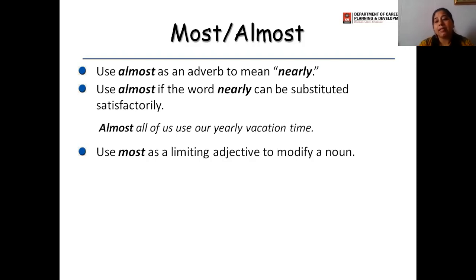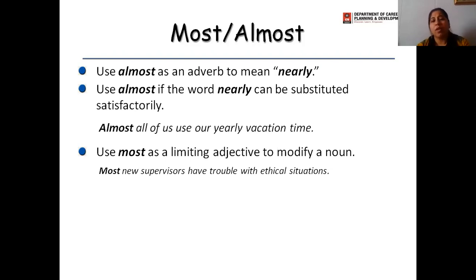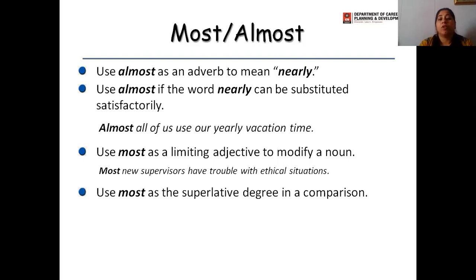Use most as a limiting adjective to modify a noun. So most is used as an adjective in: most new supervisors have trouble with ethical situations. We are saying most of the new supervisors, right? So here most is acting as an adjective. Use most as the superlative degree in comparison. Again, we use most with the superlative degree.